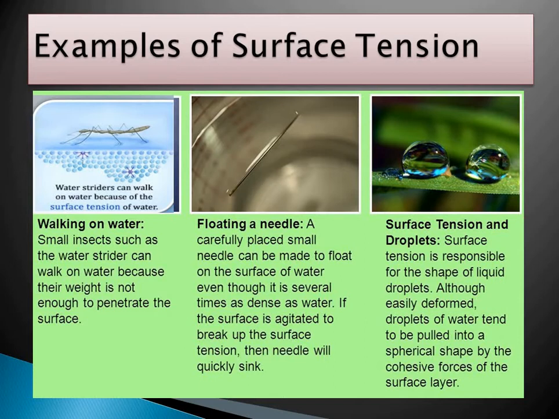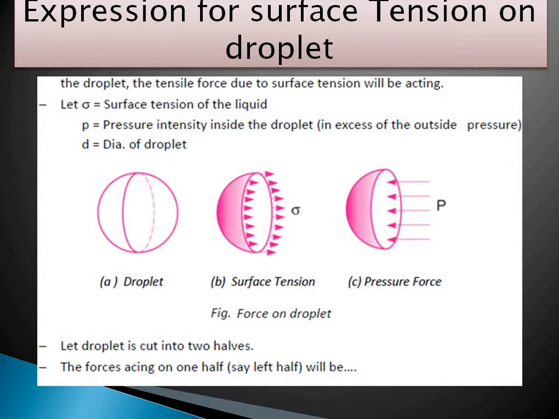Now, what is the natural phenomenon of water? It is a liquid. It has to flow, but even though, these droplets are formed only because of the cohesive force of the surface layer. So these are some examples of surface tension.